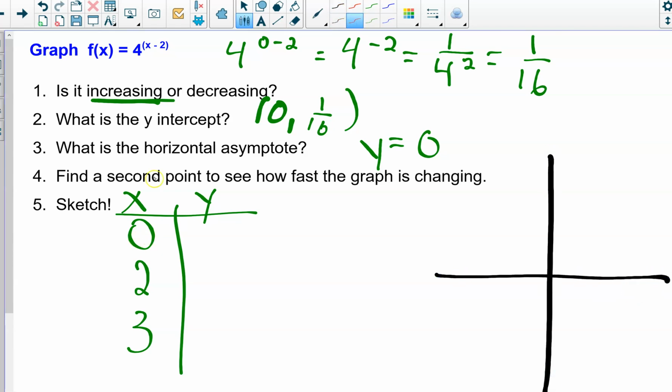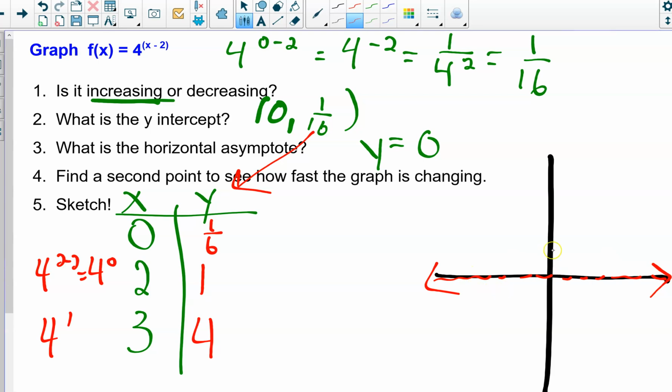And when I do that, if I put in a 0, that's going to be 4 to the -2, which is 1 over 4 squared, which is 1/16, which we already did right there, right? I didn't have to do that again. And then 2 is going to be 4 to the 0, which is 1. And then 3 is going to be 4 to the first power, which is 4. So I have my y-intercept, or my asymptote, which I want to make sure that I have on there. And then I have 0, 1/16, 2, 1, 3, 4.